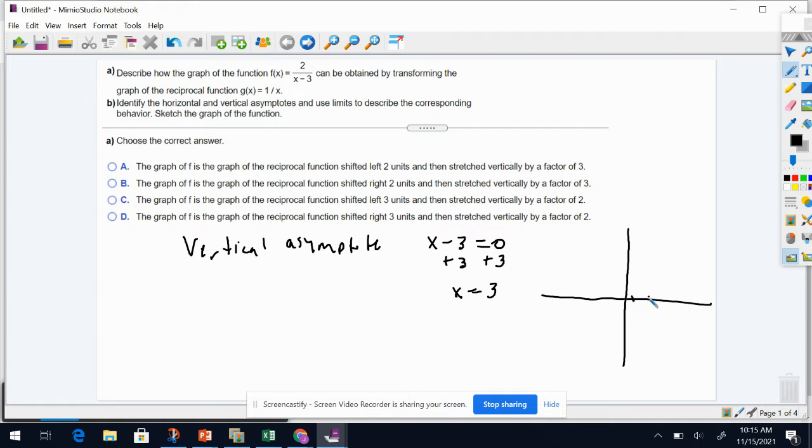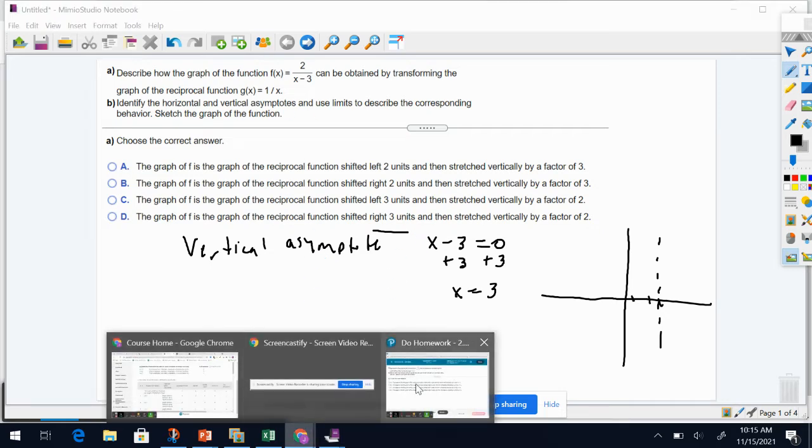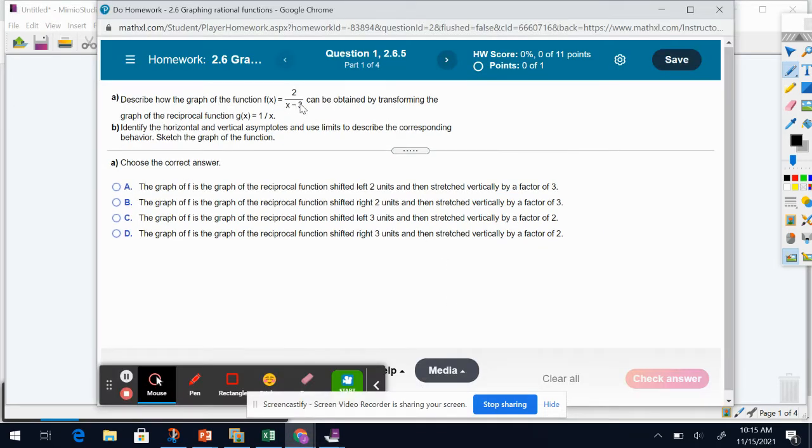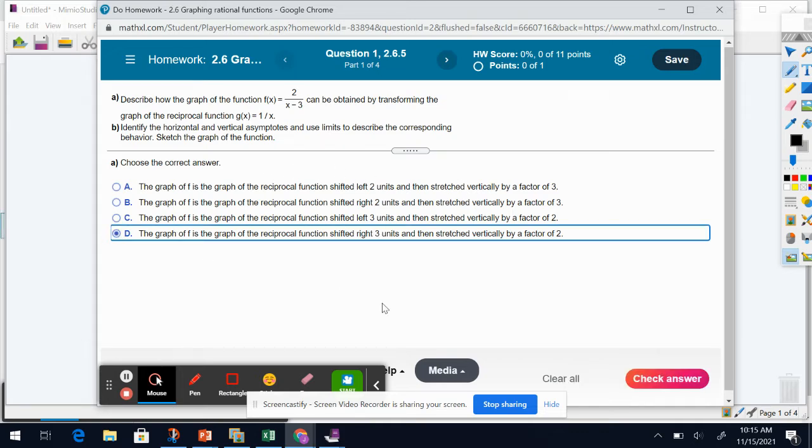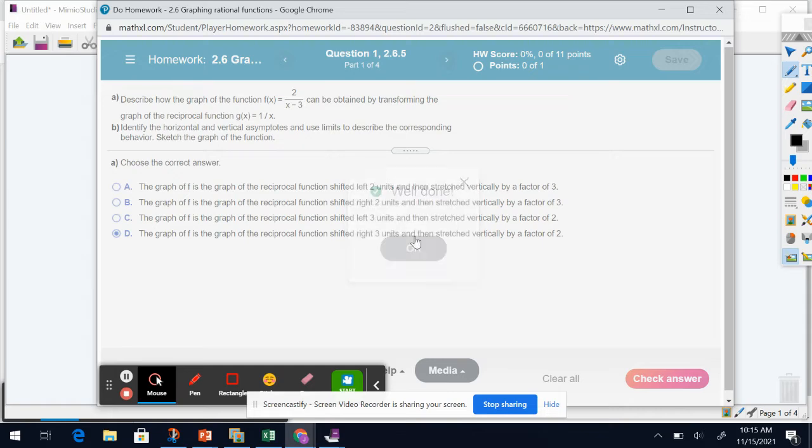Well, what does that do to the original graph then? It's going to move it to the right 3 units. So which one of these says the reciprocal shifted to the right 3 units? It's got to be this one. It's the only one that has it, right? And then it says vertically stretched by a factor of 2. Well, again, this right here is my vertical stretch, so it's going to be a vertical stretch of 2. So it's going to be D when I go to that problem. Okay, so go here, vertical asymptote at 3. That tells me it goes to the right 3 units. This is the only one that says it's shifted to the right 3 units. Check my answer. Good, well done.